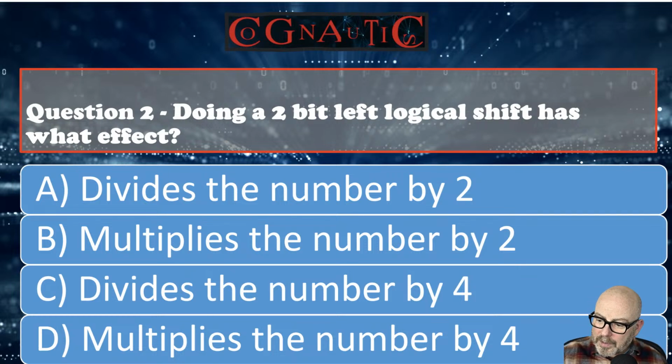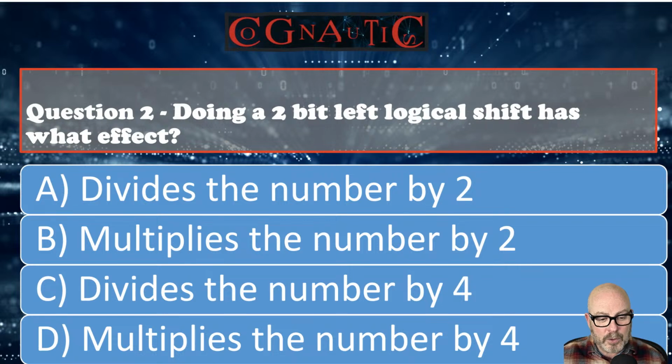We had a few commenting last week. What about a 2-bit left logical shift? Don't get drawn into that when they say 2-bit, you think, oh, that's either dividing or multiplying by 2. It's not. A 1 shift would do it by 2. A 2 shift would do it by 4. So a 2-bit has to be 4. 1 bit is 2, 2-bit is 4. 3-bit is what? It's 8.